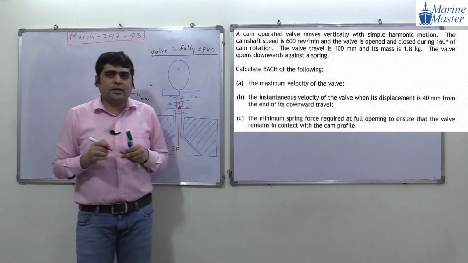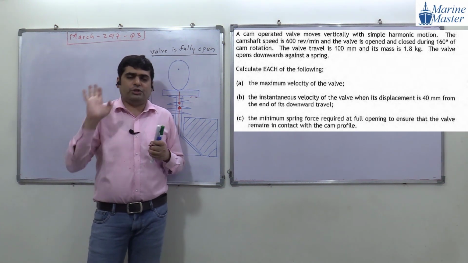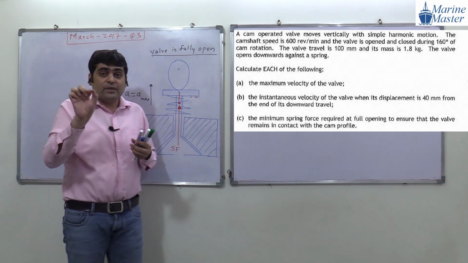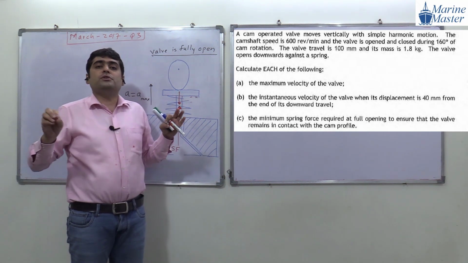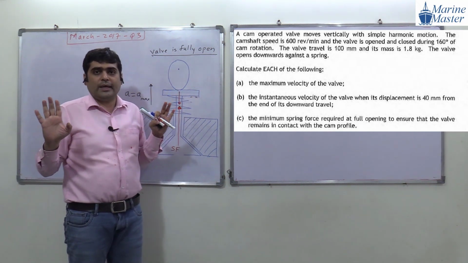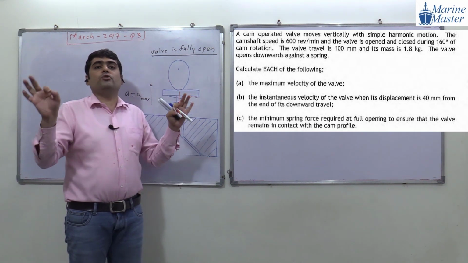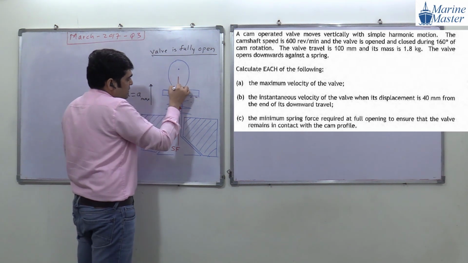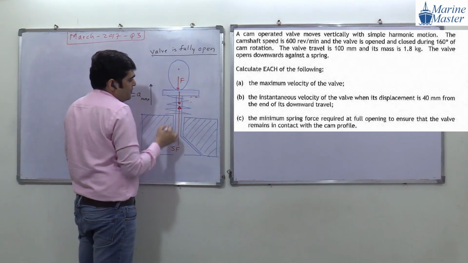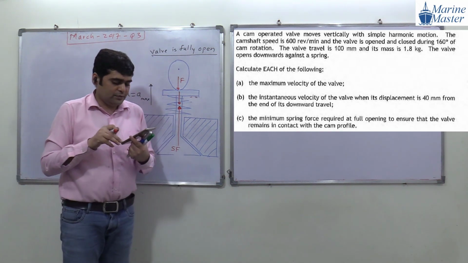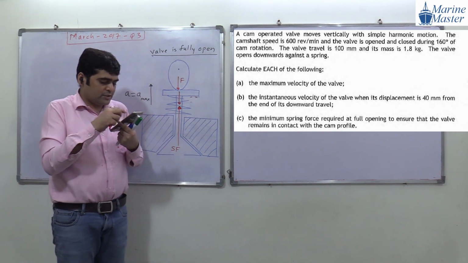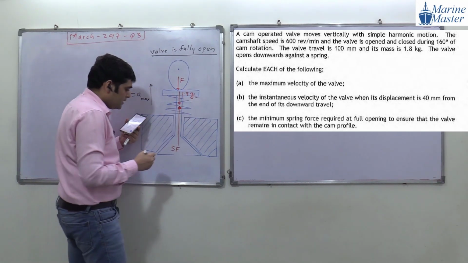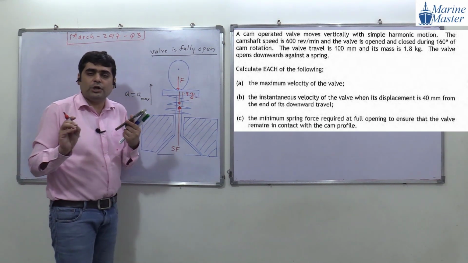Now before going further, don't think too much on this question, guys. Think on this question mathematically. They are asking us for the minimum value of spring force when the valve is fully open. The force between the valve and cam we will call F. How much mass have they given us? 1.8 kg. So the weight will be 1.8 g. The spring force, its lowest value, we have to find out.